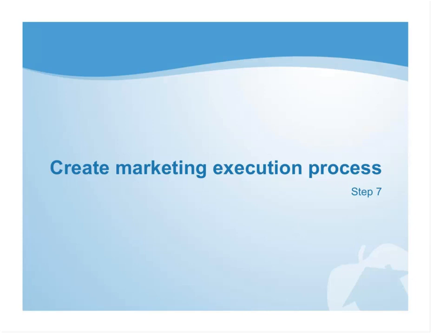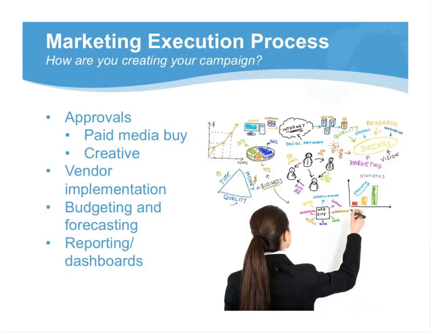All right, so that brings us to our final slide, but we're definitely going to spend some time here, which is step 7, creating a marketing execution process. From our perspective, the marketing execution process consists of several parts. First are approvals. This might go without saying, but I think it's very helpful to create clear approvals around 1, media buying, and 2, creative.